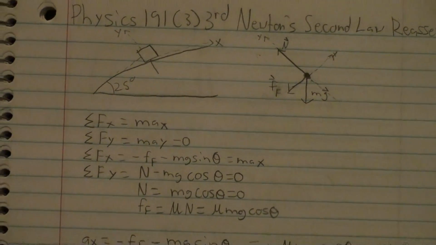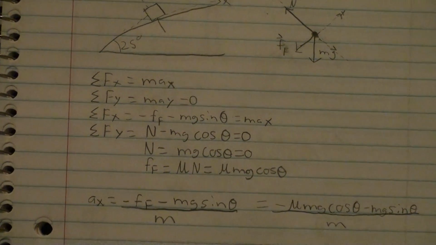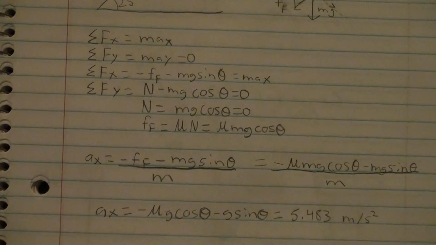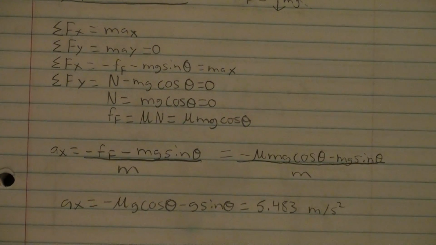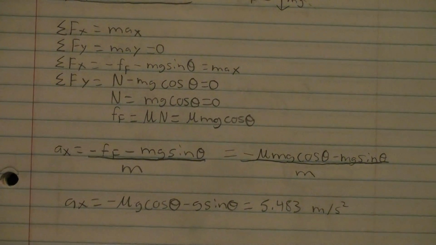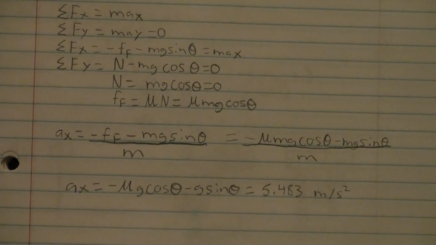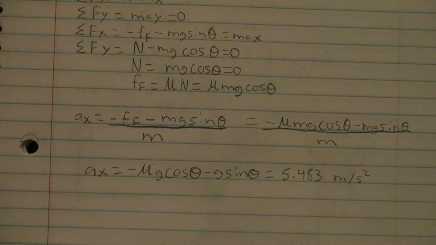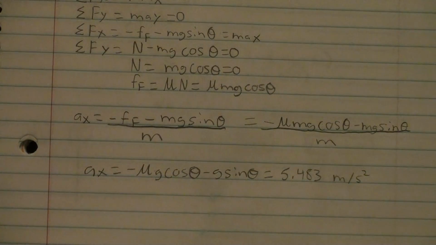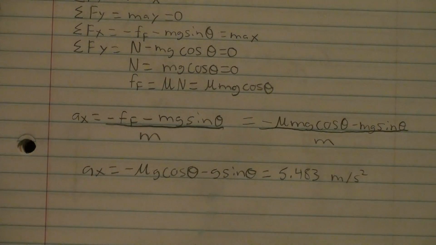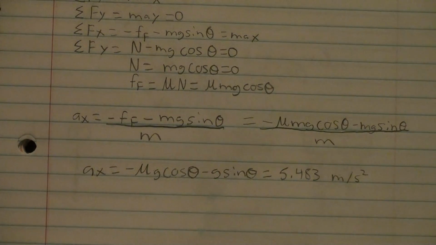And then from here, I was able to solve for the acceleration in the x direction by using the formula: negative frictional force minus mg sine of angle theta, divided by the mass, is equal to negative mu mg times cosine of angle theta minus mg sine of angle theta, divided by the mass. Knowing this, I applied the formula for the acceleration in the x direction, which is negative mu times g cosine of angle theta minus g sine of angle theta, and I plugged in my values for that and got 5.483 meters per second squared.